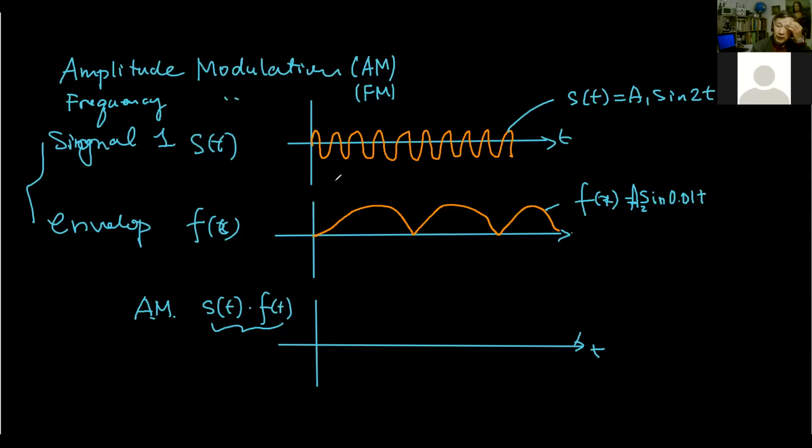If you multiply here, when this is equal to 0, the product goes back to 0. When you multiply by a large number, it will be magnified. And it goes back to 0 again, and then up again. So the resultant effect will be like this.